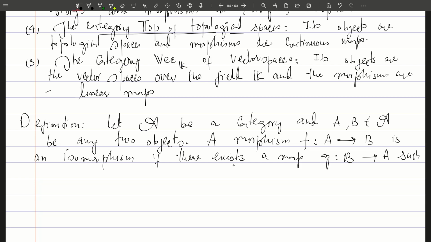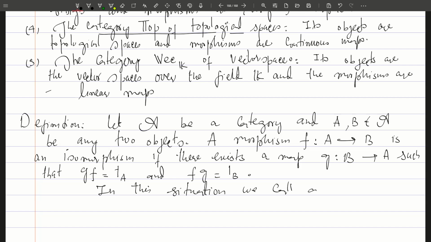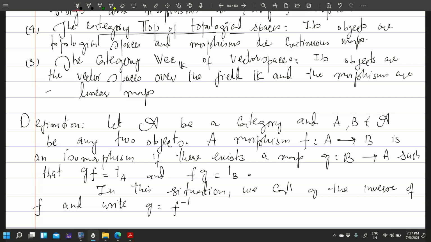such that if I look at the composite map, G composite with F, it is equal to the identity map on A, and the map F composite with G has to be equal to the identity map on B. So in this situation, we call G the inverse of F, and write this G as F to the power minus 1, and vice versa.